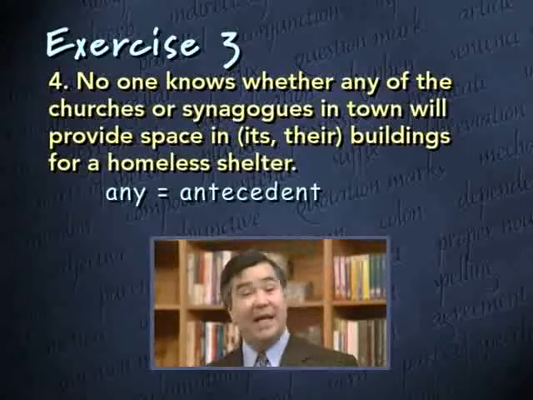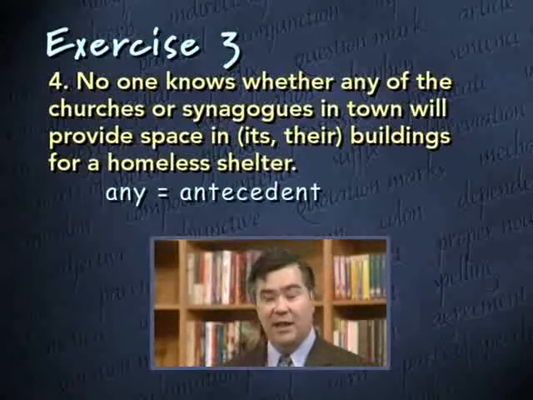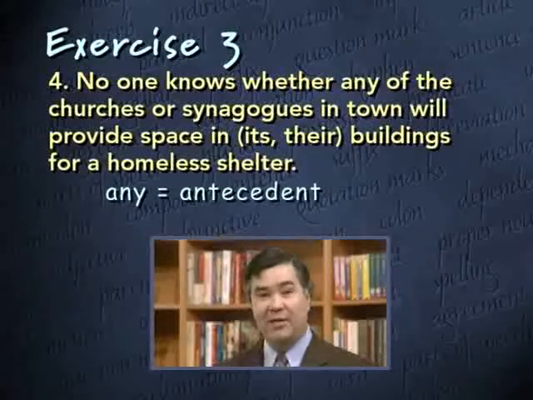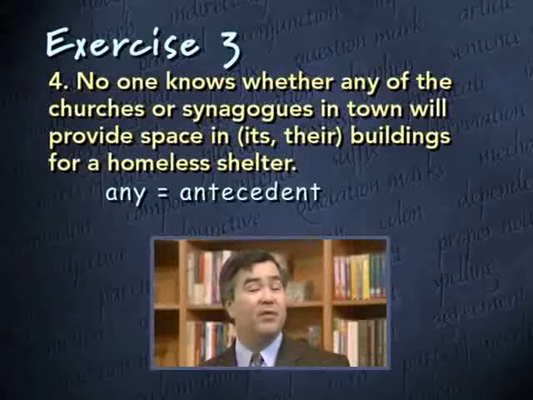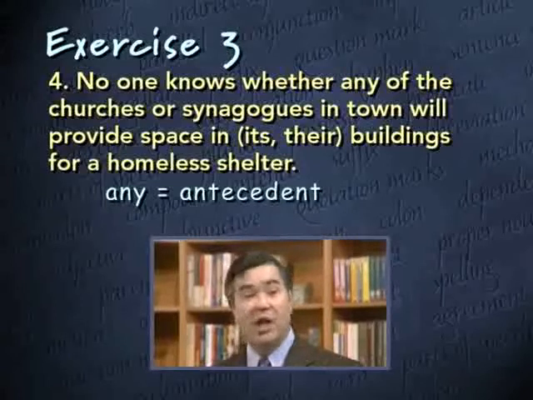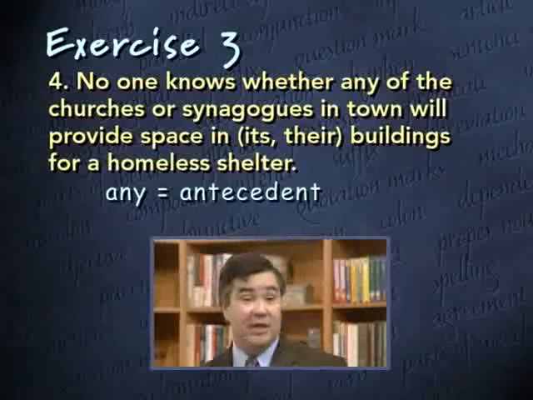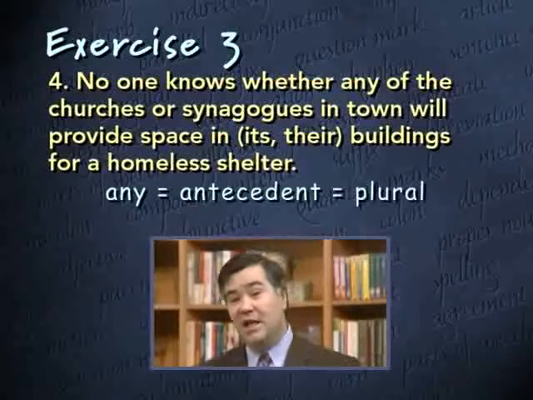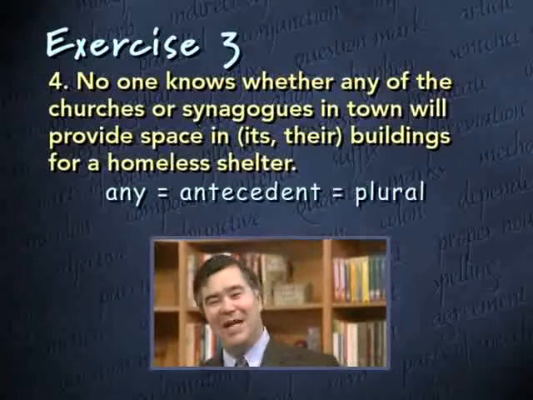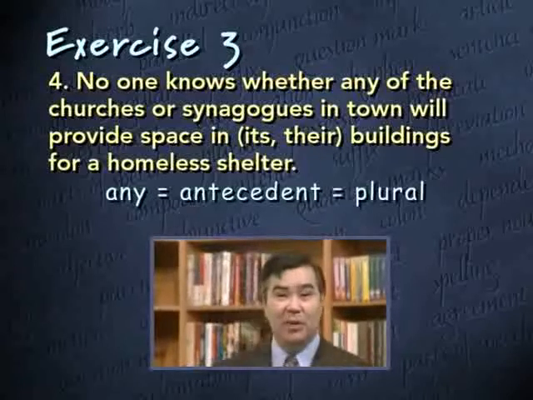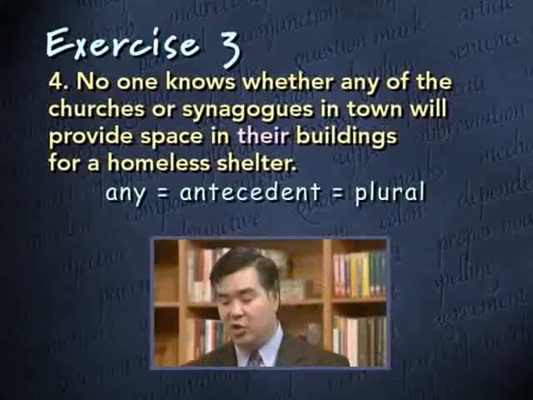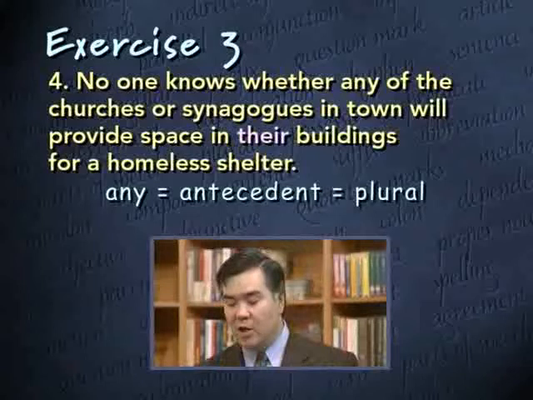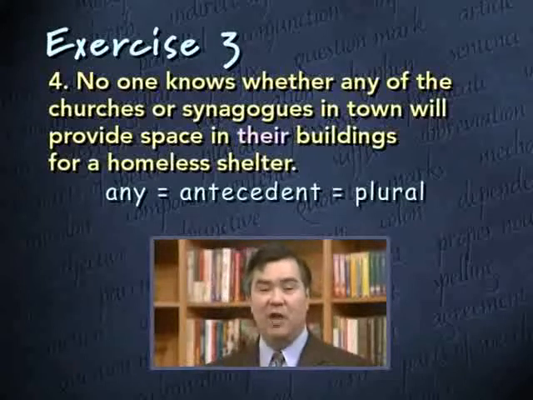Here, the SANAM pronoun any is followed by the prepositional phrase of the churches or synagogues in town. Churches, synagogues, both of those objects of the preposition of are plural. So the SANAM pronoun any is also plural in this particular context. So therefore the pronoun that refers back to any later in the sentence should also be plural. There. The sentence should read, no one knows whether any of the churches or synagogues in town will provide space in their buildings for a homeless shelter.